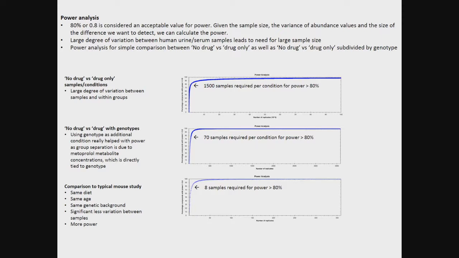This was a power calculation we did for one of our early metabolomics studies. When we did it for a typical mouse study that had all these mice with the same diet, same age, same genetic background, you keep them doing the same exact thing. All these mice are essentially clones. You only need 8 mice to get 80% power. That makes it really easy, and you see why so many people use mice for these types of genetic data.